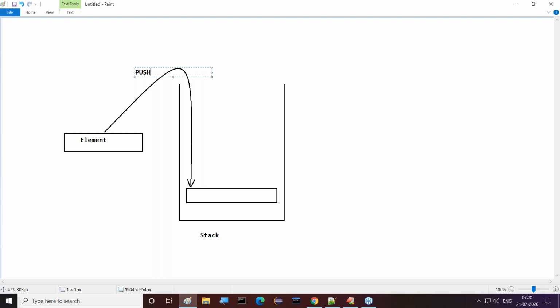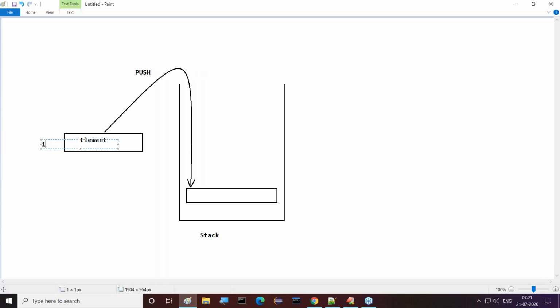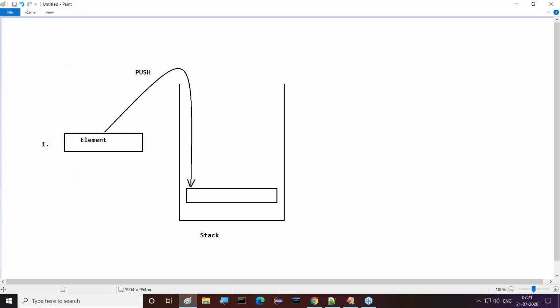Now all of you respond. What is the meaning of push operation, guys? Can you please elaborate? What did you understand? In a stack, if we insert any element, then we are moving the element into the stack. Exactly. Inserting an element into the stack is called the push operation. This is my first element that I pushed.